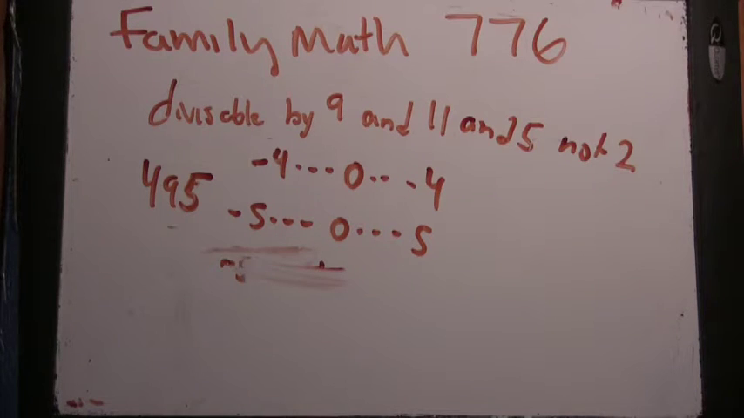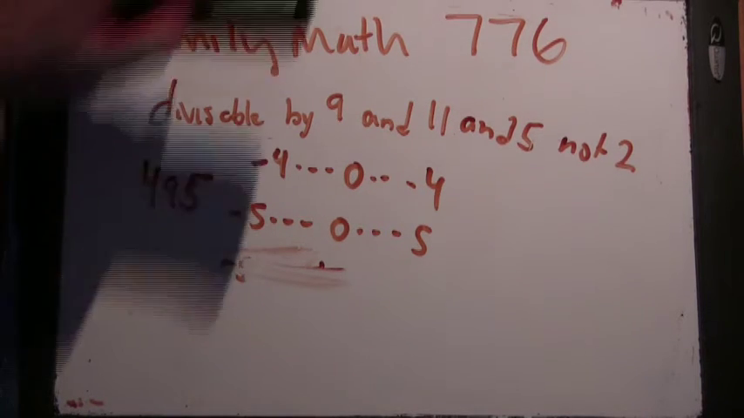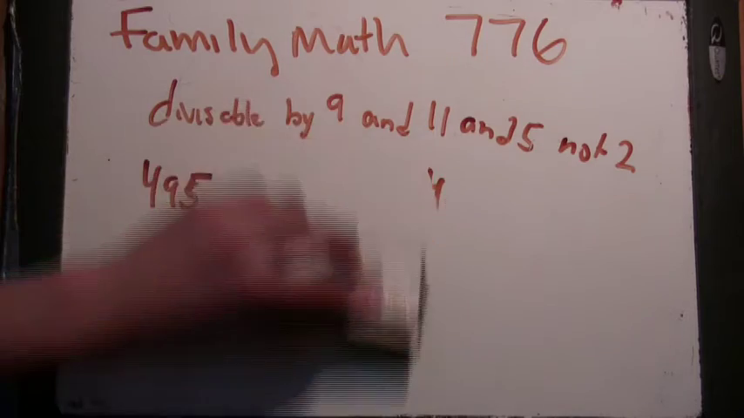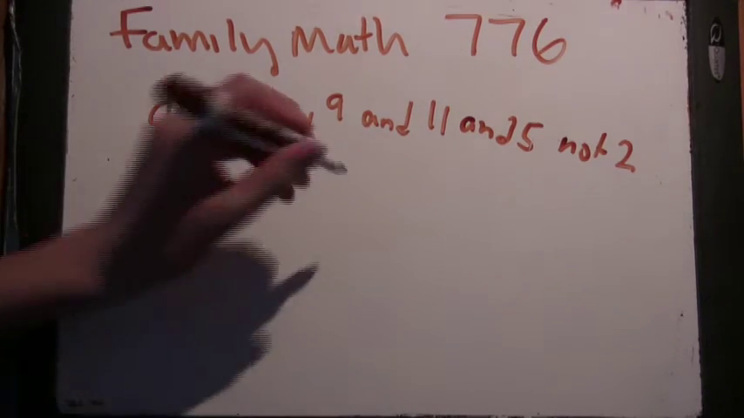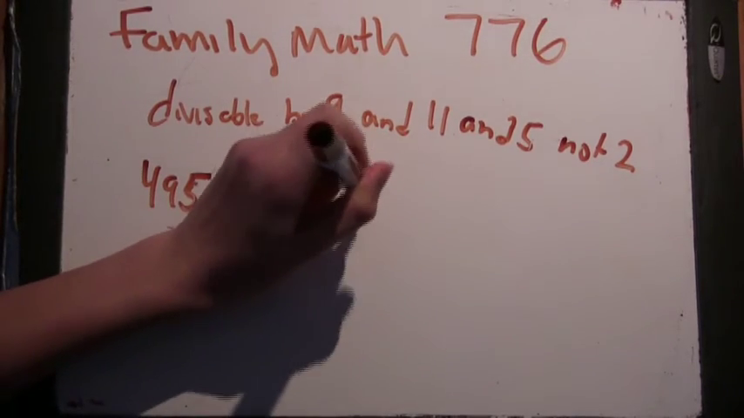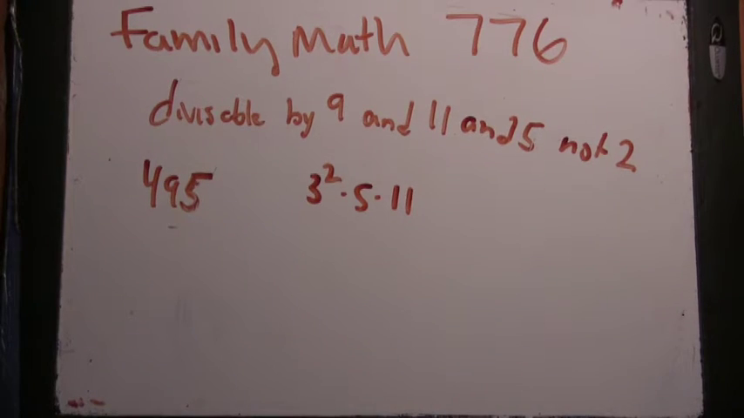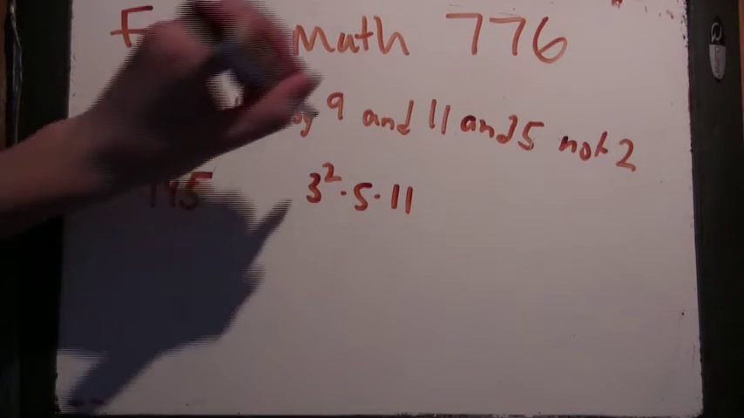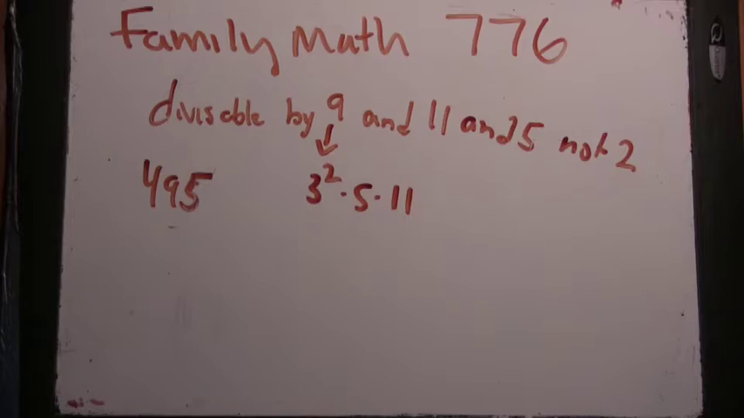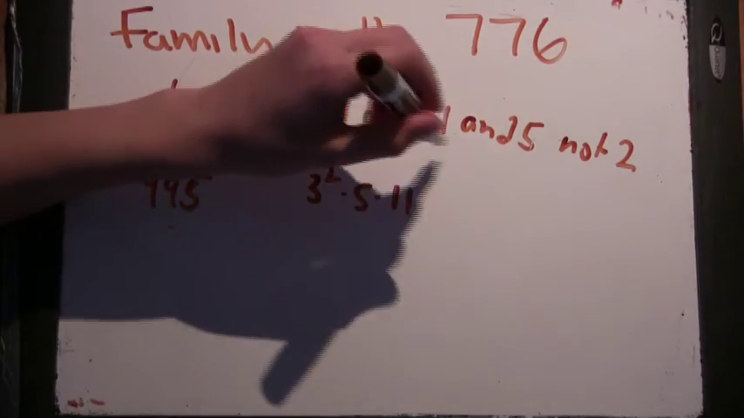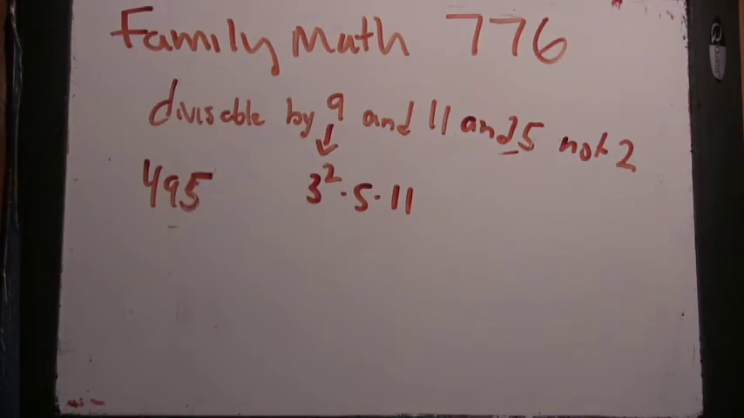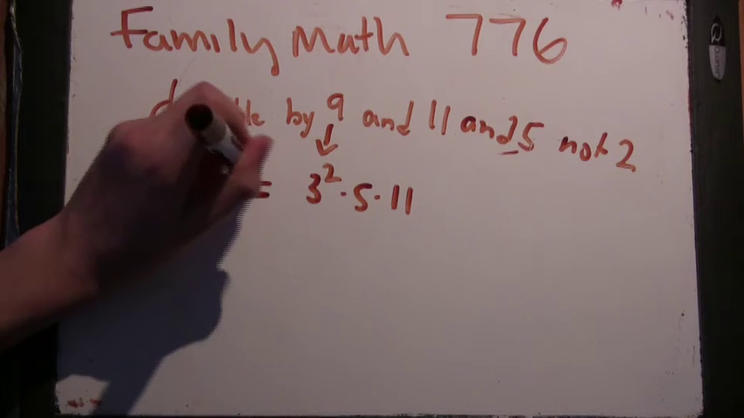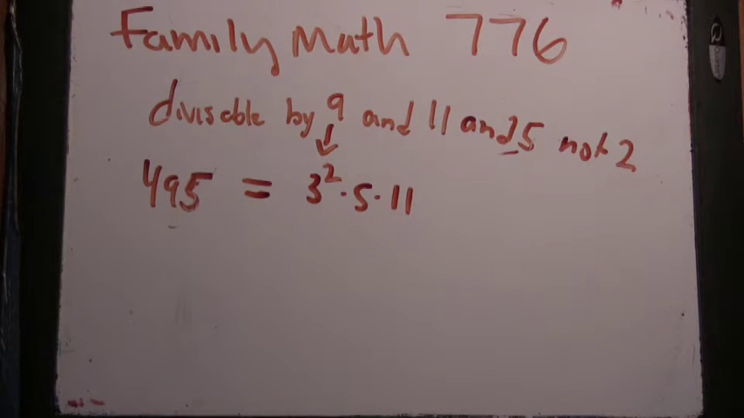Okay, so why don't you write down what the prime factorization of the number has to be at minimum? So at minimum it has to be 3 squared times 5 times 11. Because it's divisible by 9, so it has to have a 3 squared in it. Divisible by 5, and divisible by 11. And it cannot have a 2 in it. Yep. And 495 equals this. Okay, so there we go.